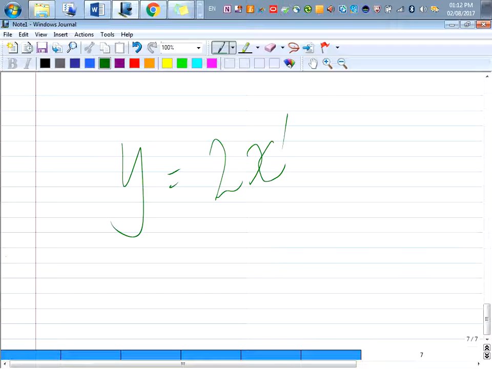Next one is y equals to 3x to the power of -1. Come on, if you're confident, go and try. Your friends are reminding you what to do. Equation. Finish first.